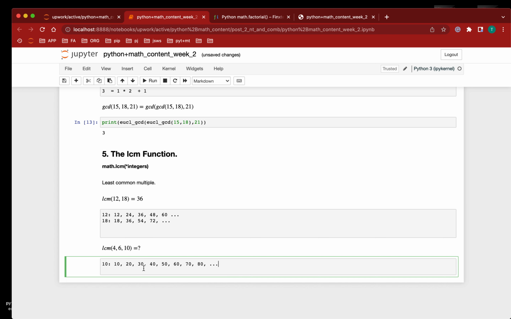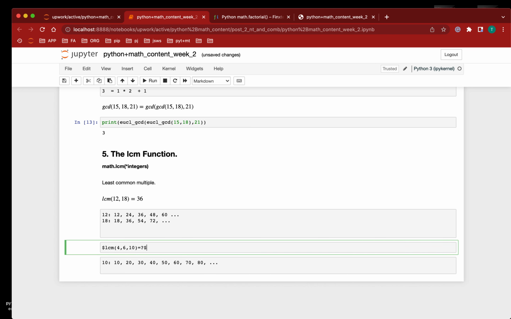So which of these numbers is divisible by 4 and 6? Well, if we look at these, we notice that 60 is divisible by both 4 and 6, but 50, 40, 30, 20, and 10 are not. Therefore, we can conclude from this that the LCM is just 60.